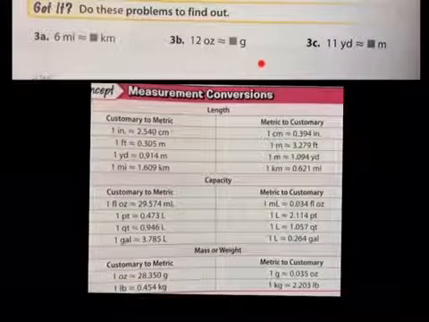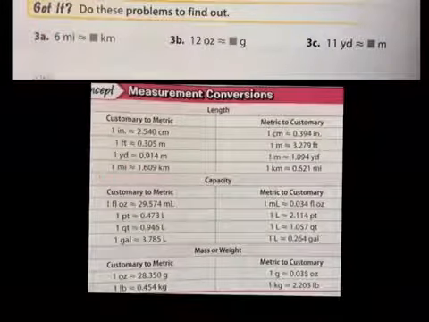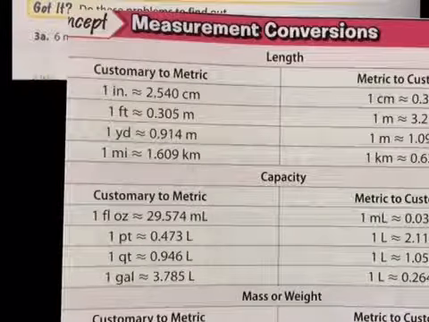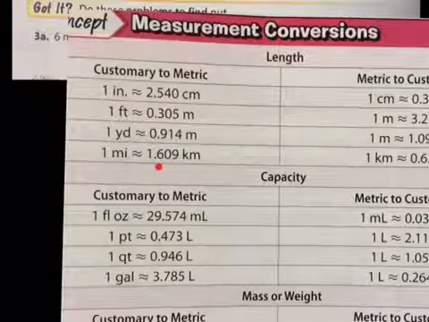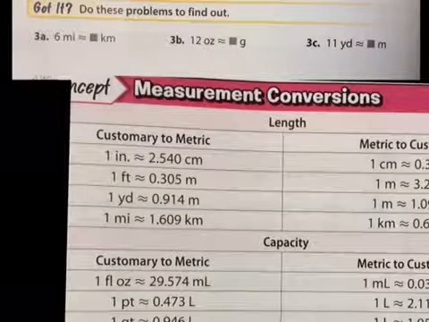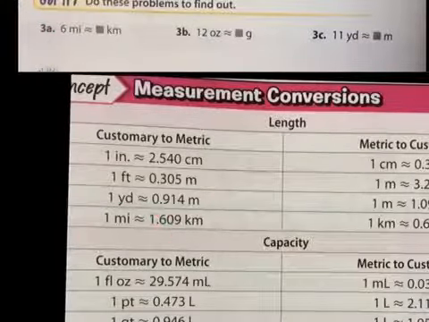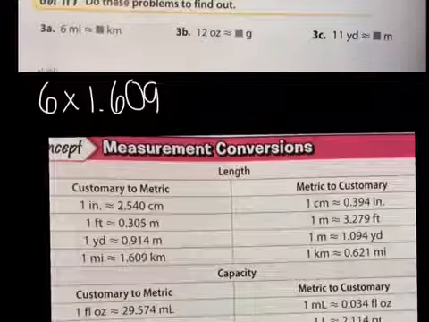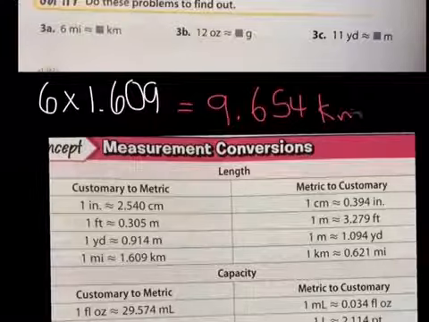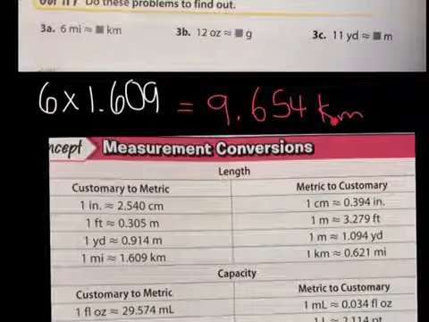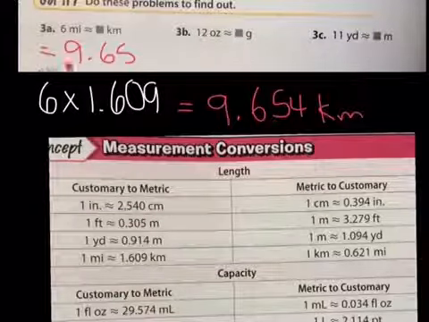Let's try 3A, B, and C to practice. We have 6 miles is approximately how many kilometers? Well, 1 mile, you see it here, let me zoom that in for you, is 1.609 kilometers, approximately 1.6 kilometers. So what we're going to do is multiply these miles, because each one of these miles is this amount of kilometers. So we multiply 6 times this amount, and we get 9.654 kilometers. Remember to write it to the hundredth place, not the thousandths. This 4 will not change the 5, so we write 9.65.